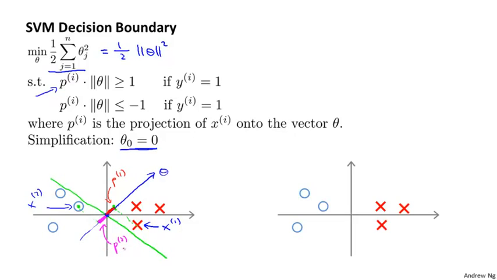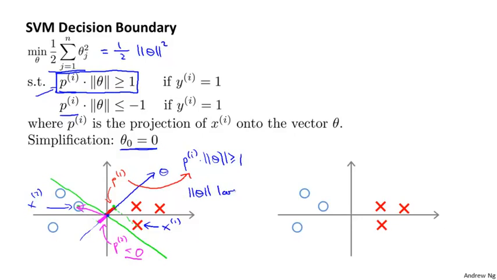P2 will actually be a negative number, right? Because it's in the opposite direction. This vector has a greater than 90-degree angle with my parameter vector theta, so it's going to be less than 0. And so what we're finding is that these terms pi are going to be pretty small numbers. So if we look at the optimization objective, for positive examples, we need pi times the norm of theta to be bigger than or equal to 1. But if p1 over here is pretty small, that means that we need the norm of theta to be pretty large, right?